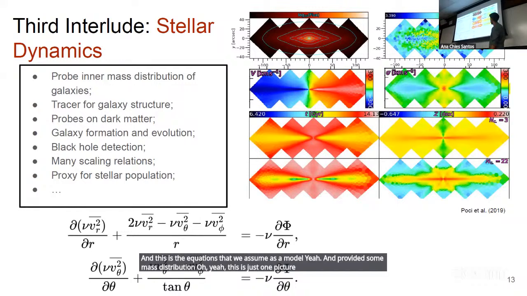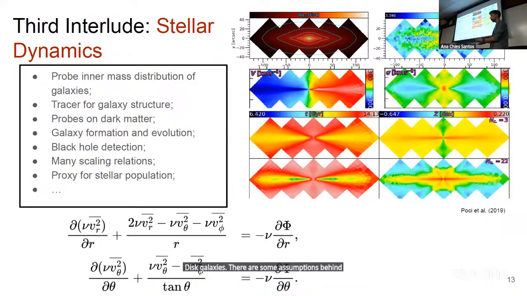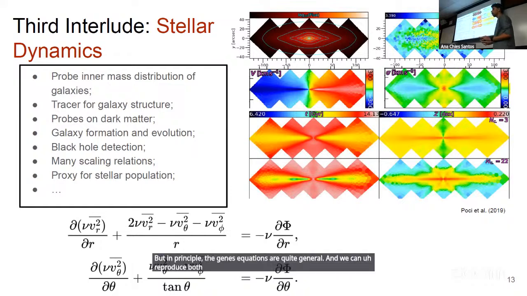This is just a picture to represent, but actually we can use the same equations to describe the stellar motion of elliptical or disk galaxies. There are some assumptions behind it that we need to be careful about, like we are not able to reproduce galaxies in interaction, for instance. But in principle, the Jeans equations are quite general, and we can reproduce both disks and ellipticals without much issue.